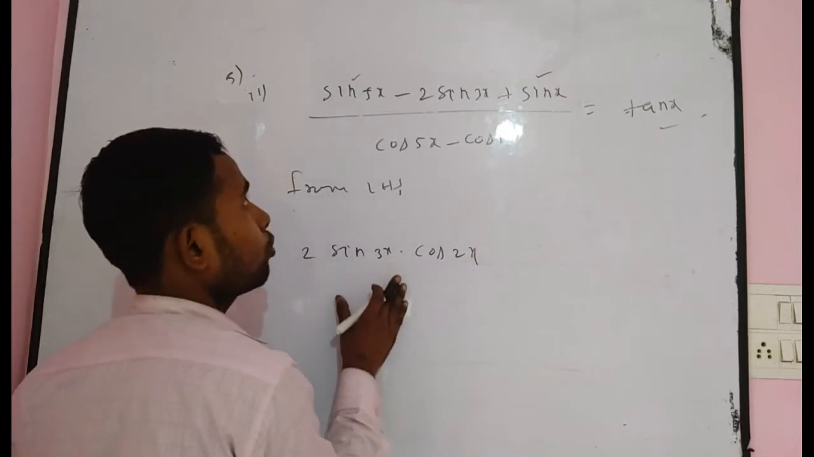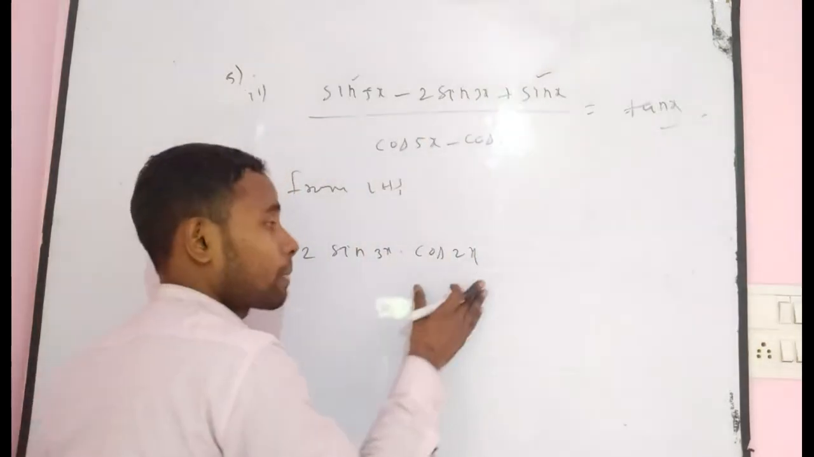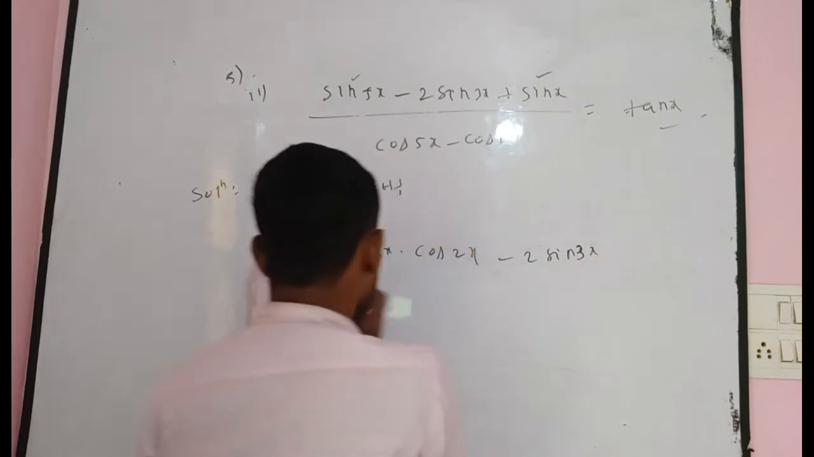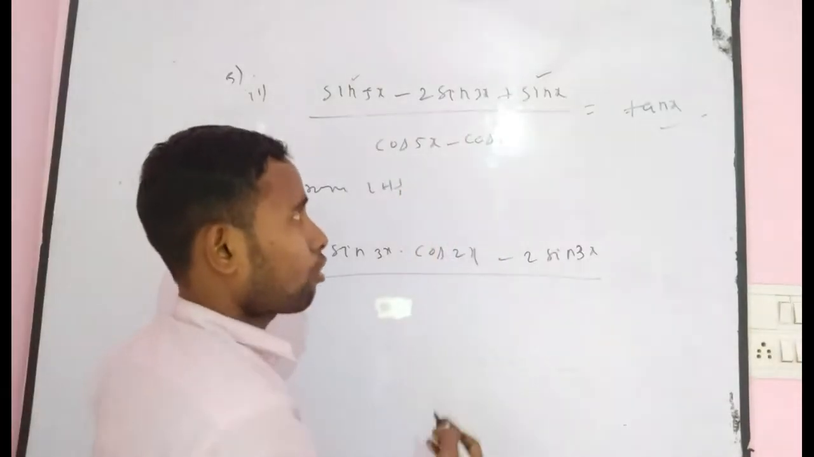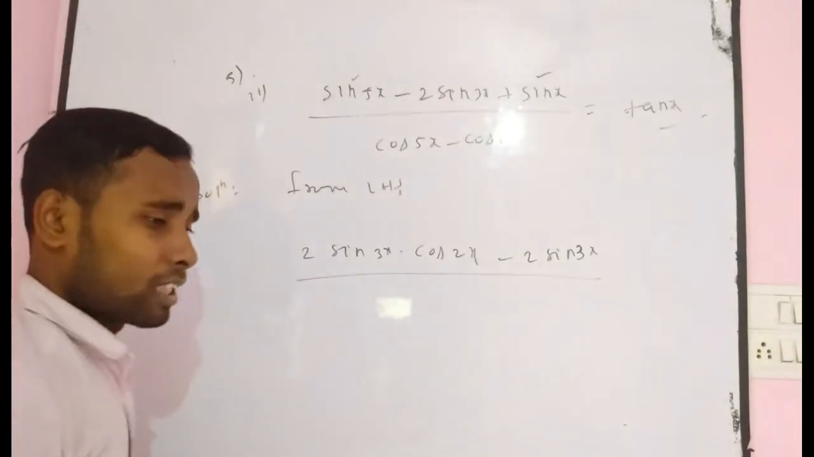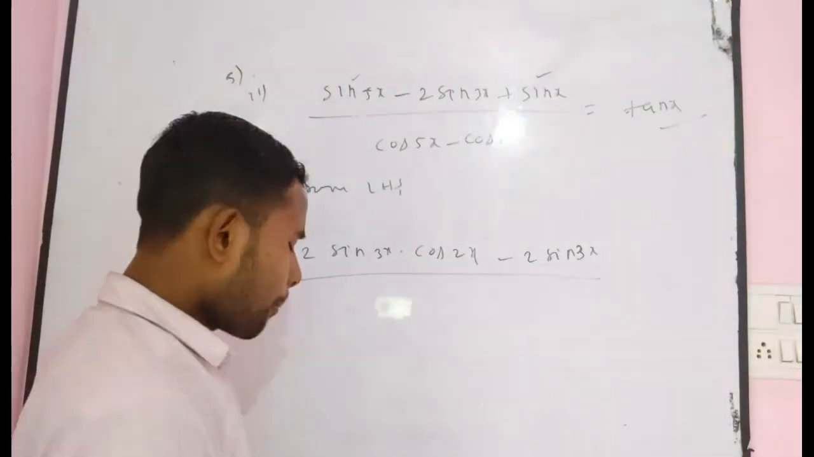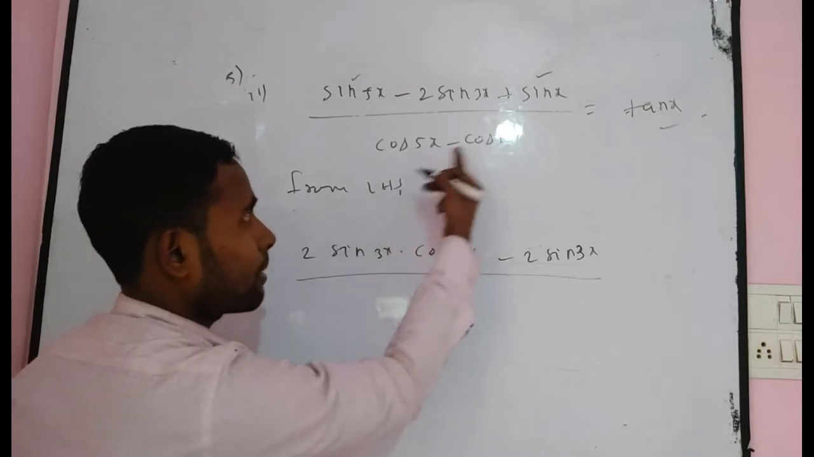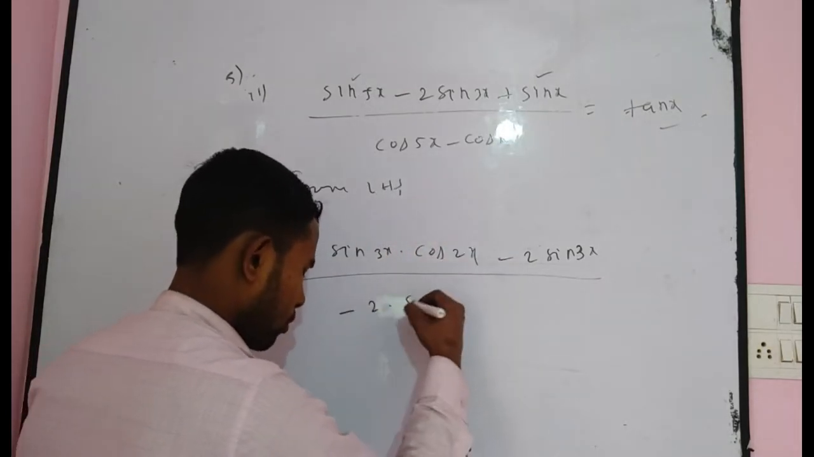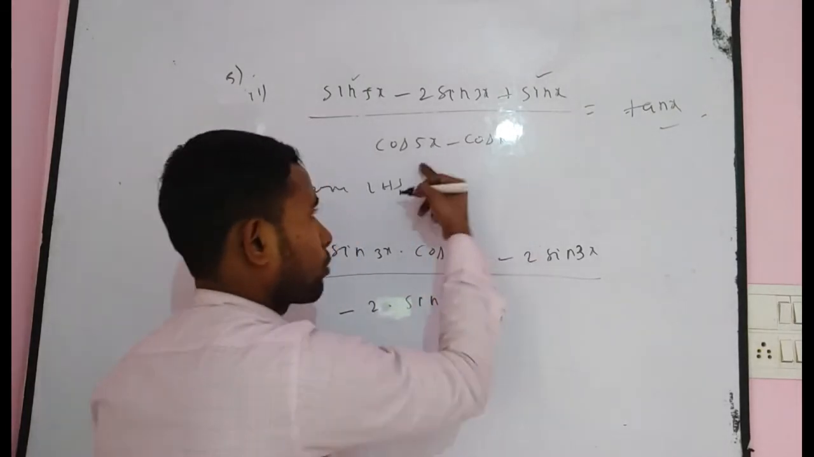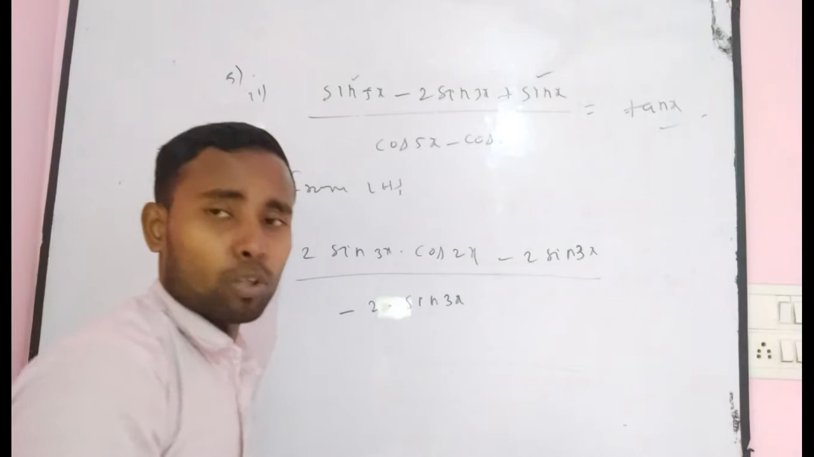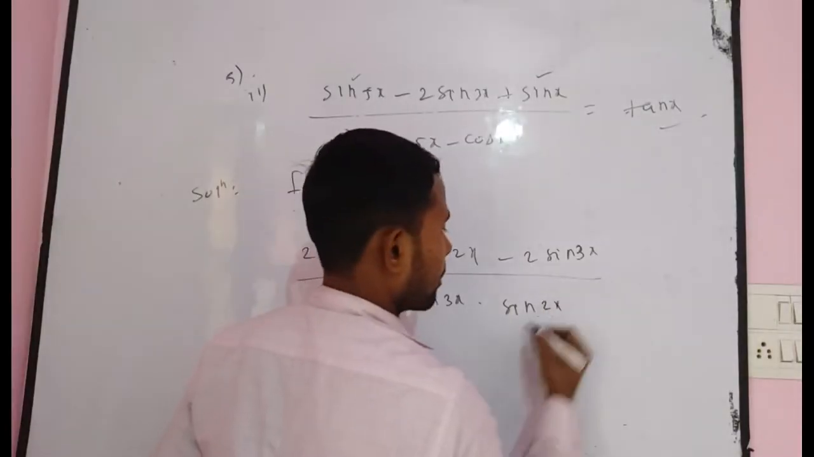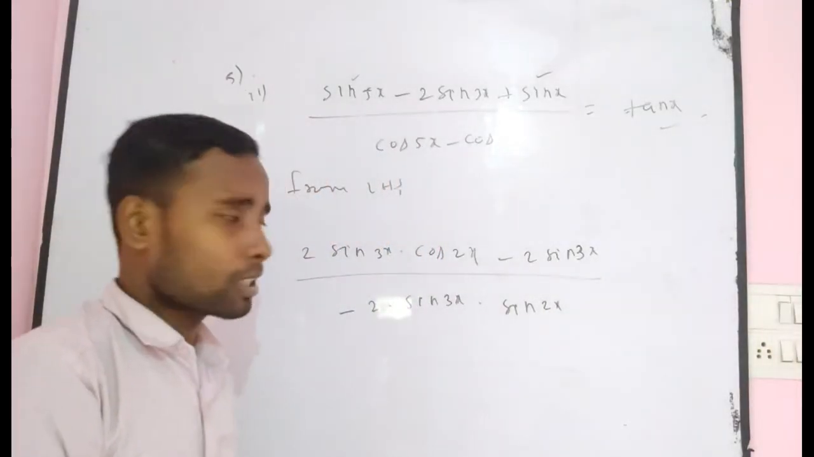So sin C plus sin D is equal to 2 sin (C plus D)/2 into cos (C minus D)/2, minus 2 sin 3x, divided by, in the denominator, cos C minus cos D. I have already told you the formula of cos C minus cos D: it is equal to minus 2 sin (C plus D)/2, that means (5x plus x)/2, that means 3x, into sin (C minus D)/2, that means (5x minus x)/2, that means 4x/2, that means 2x.